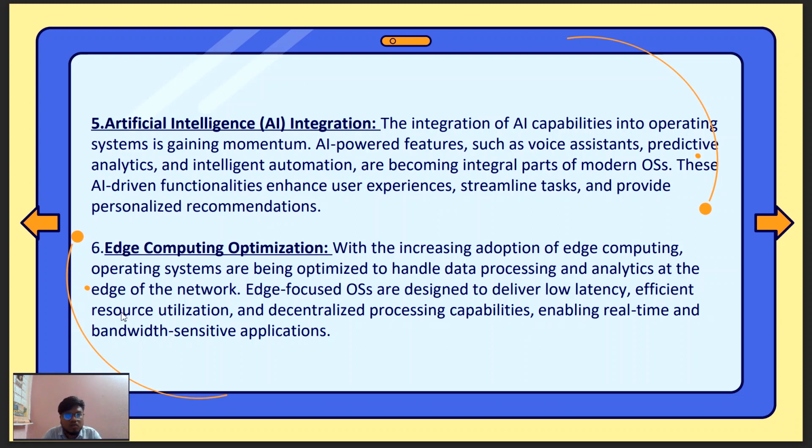Edge computing optimization. With the increasing adoption of edge computing, operating systems are being optimized to handle data processing and analytics at the edge of the network. Edge-focused OSs are designed to deliver low latency, efficient resource utilization, and decentralized processing capabilities, enabling real-time and bandwidth-sensitive applications.